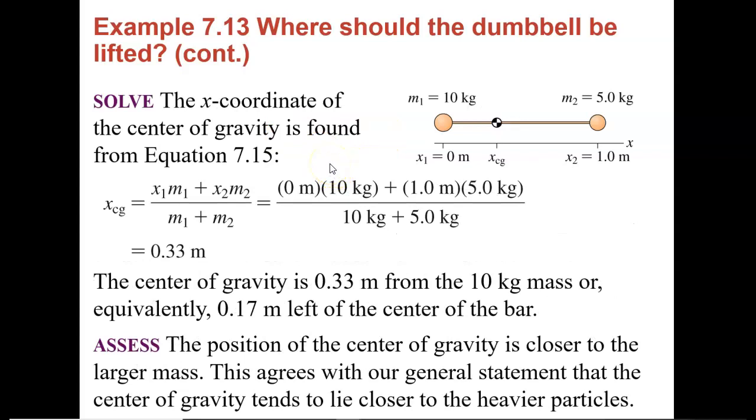And since we know how far apart they are, the 10 kilograms at 0, the 5 kilograms at 1, 10 kilograms plus 5 kilograms, so it's the locations in the coordinate system. We can figure out where the center of gravity is. So really it's 5 divided by 15, or a third of a meter. So center of gravity is a third of a meter in between.